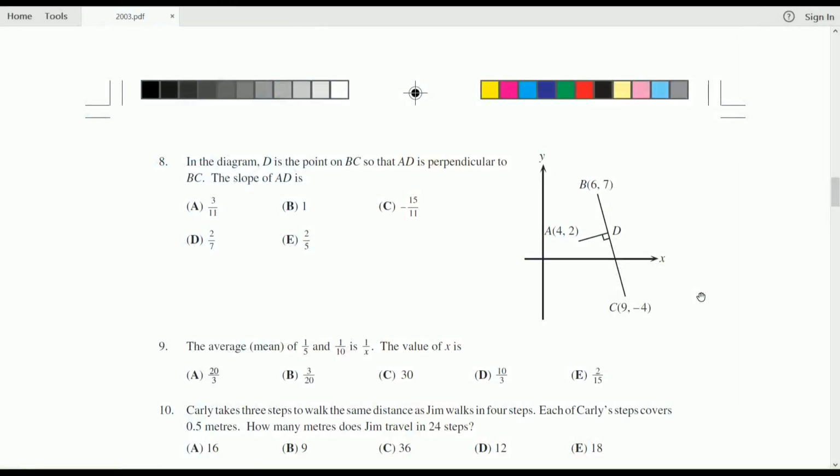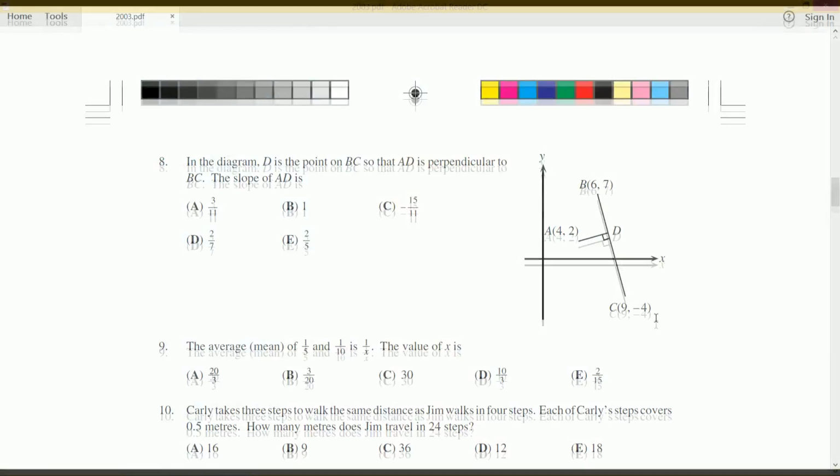So to answer this question really quickly, we don't need to figure out the coordinates of D. We don't need to figure out the equation of the line for AD, or even the equation of the line for BC. We just need to figure out the slope of the line BC. And that's pretty quick to do. It's rise over run. So what were those coordinates for B? 6, 7, and 9, negative 4.